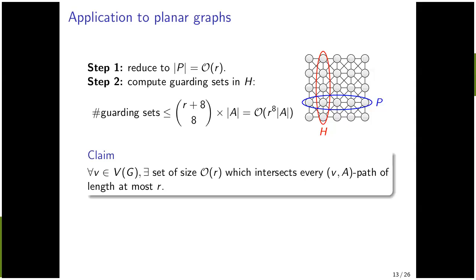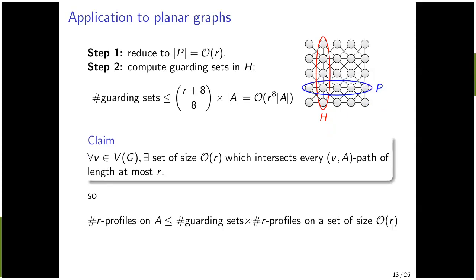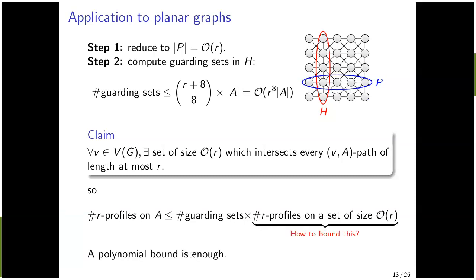And now the claim is the following. For every vertex in the graph, there exists a guarding set in this family. When I say guarding set, it means that it intersects every V-A path of length at most R, and this set has size big O of R. So now we can try to bound the number of profiles on A. We see that it is at most the number of guarding sets times the number of profiles on a guarding set, which is a set of size big O of R. Of course, the first factor here is not a problem. It's at most R^8 times A. But for the second one, we have a problem because we want something polynomial in R.